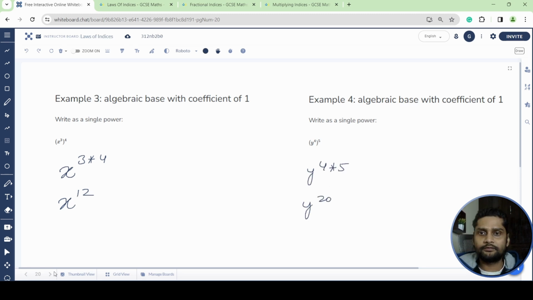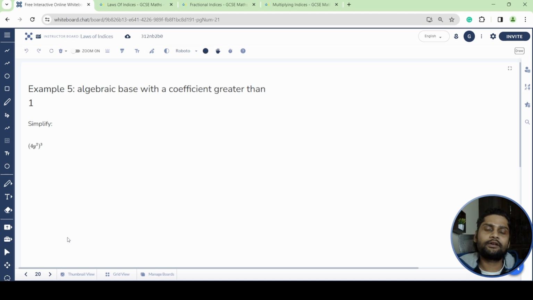That's okay. But students, sometimes we can have a few questions where we have some coefficients in the base. In that situation, we need to discuss a few more rules. Those rules we'll discuss in the next class.